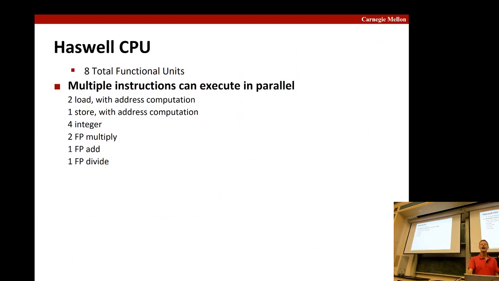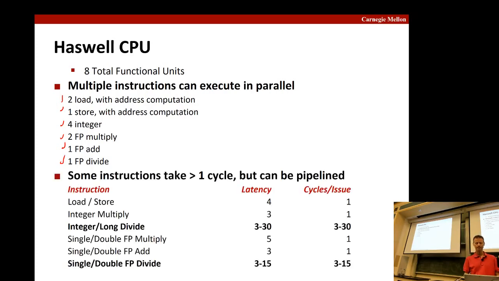So in particular, the Haswell CPU has 8 functional units: 2 loads, 1 store, 4 integer, 2 floating point multiply, 1 floating point add, and 1 floating point divide. And it has these latencies. So for instance, a load or store could take 4, integer multiply 3 as we've seen. But because you could pipeline those integer multiplies, the throughput is actually 1. Okay, the cycles per issue is actually 1.